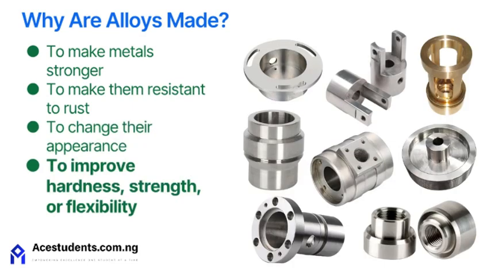Alloys can be designed to have just the right properties. Some need to bend without breaking. Others need to stay hard and strong. This is why airplanes, coins, and car parts use different kinds of alloys.